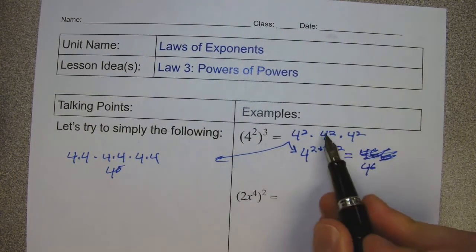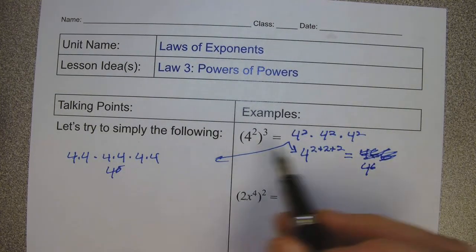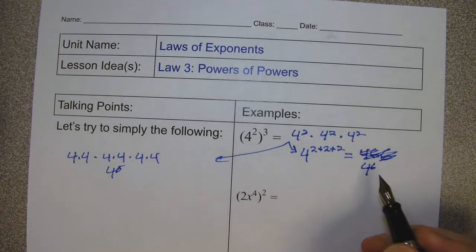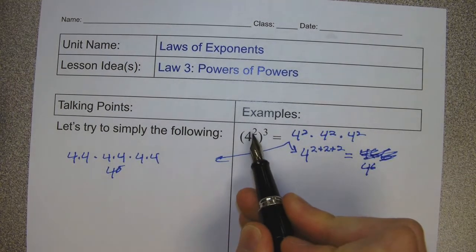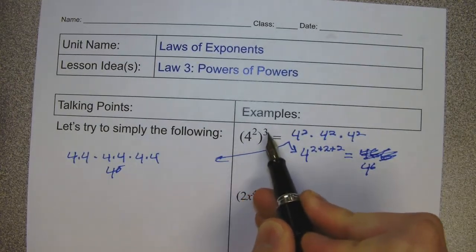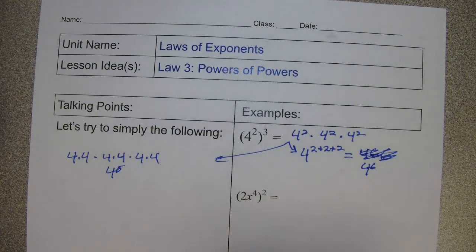Well, the question is, instead of doing either of these options with all this work, is there a quicker way that we could have gone with 4 to the second taken to the third? Is there a quicker way to go from here to there instead of doing all the work? All right, well, think about it. All right, let's try another one. We'll do the same thing again.